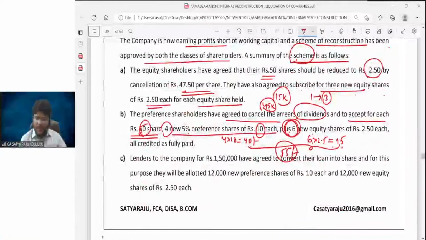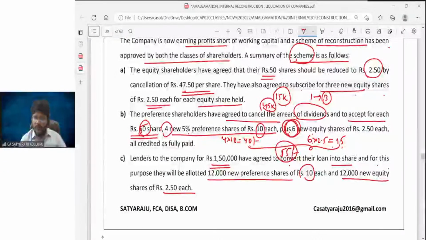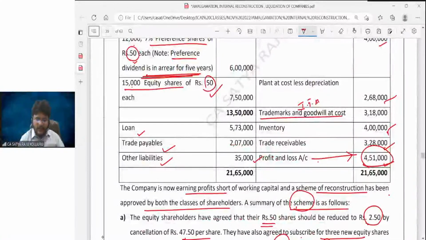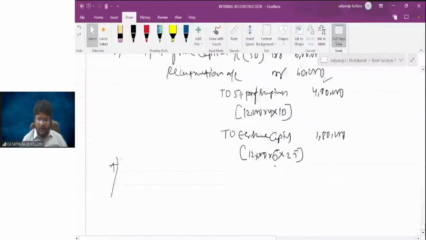Lenders to the company for 1,50,000 have agreed to convert their loan into shares, and for this purpose they will be allotted 12,000 new preference shares of rupees 10 each and 12,000 new equity shares of rupees 2.5 each. 12,000 into 10, 1,20,000 plus 12,000 into 2.5, 30,000. So total 1,20,000 plus 30,000 is equal to 1,50,000. Now lenders to the company means that is loan. Here loan exists. So simply loan account debit.